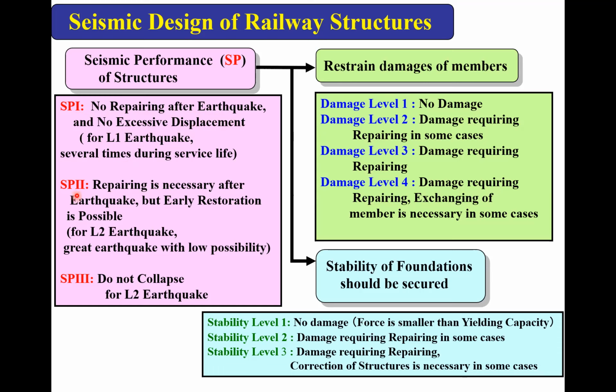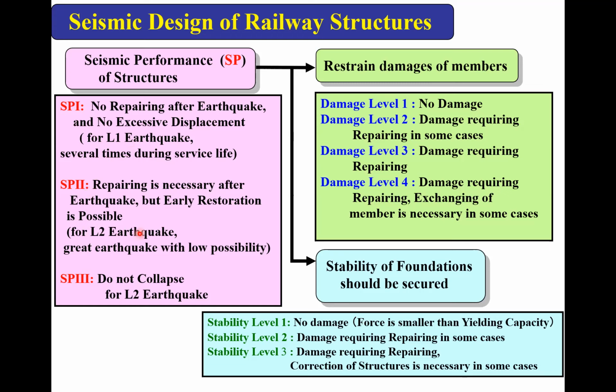On the other hand, what about seismic performance 2? Repairing is necessary after a big earthquake, but early restoration is possible. That's defined as seismic performance 2. Furthermore, seismic performance 3 structures are standing there and do not collapse, but are severely damaged. If you are a structural responsible designer, you can choose seismic performance from these categories for your own structures.